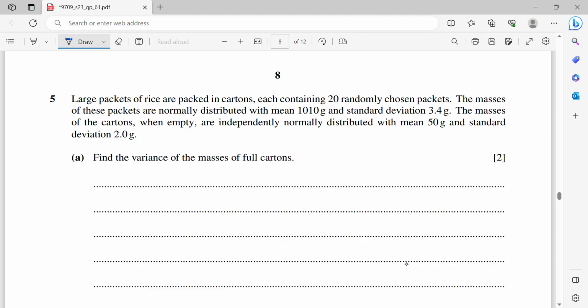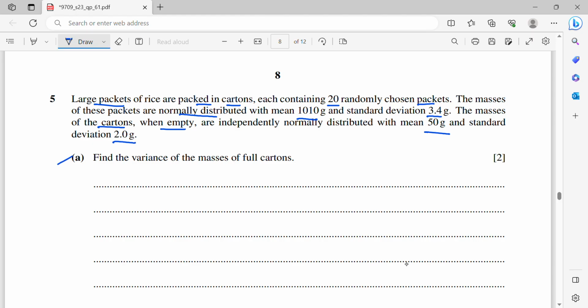Alright, now let's move on to question number 5. Large packets of rice are packed in cartons, each containing 20 randomly chosen packets. The masses of these packets are normally distributed with mean 1010 grams and standard deviation 3.4 grams. This is for one packet. Now the masses of cartons when empty are independently normally distributed with mean 40 grams and standard deviation 2 grams.